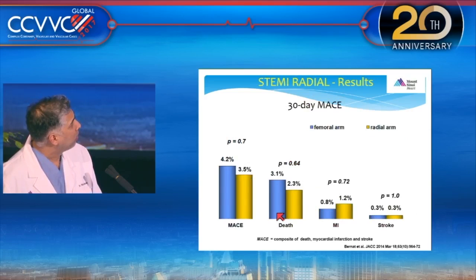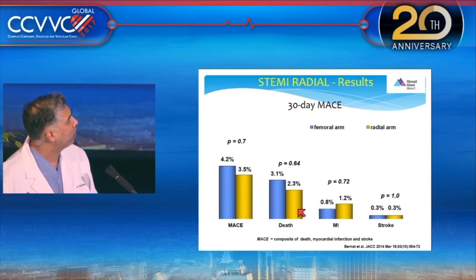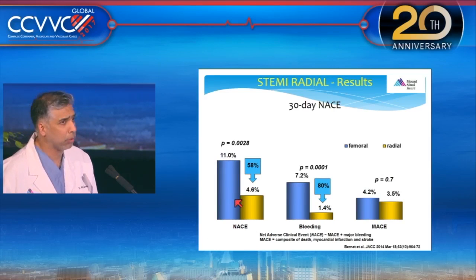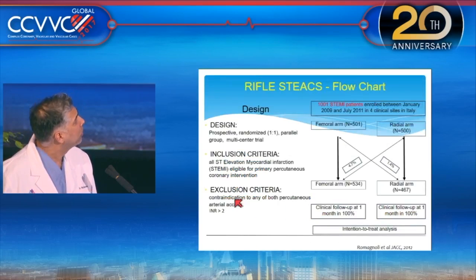When they looked at the ischemic endpoints, death, MI, and stroke, none of them were significantly different, but there was a trend towards less death in the radial arm. And when they combined the bleeding and the MACE outcomes, obviously, since the bleeding was so overwhelming, there was a significant reduction in the net clinical events.